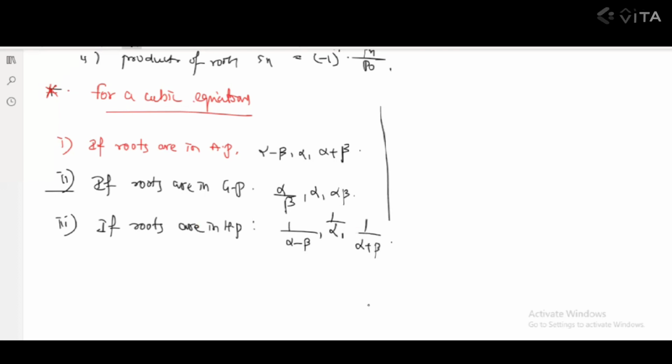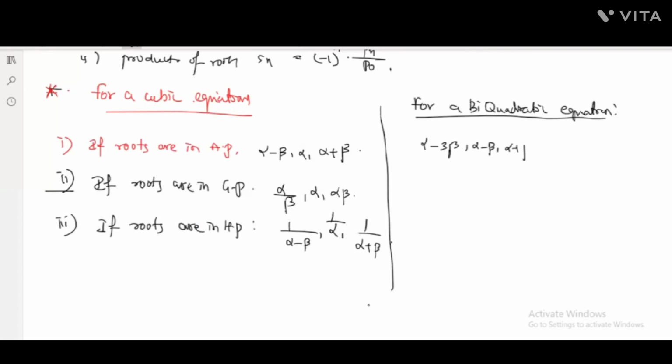So for a biquadratic equation, how can we take the roots? For a biquadratic equation, we should take the roots as alpha minus 3 beta, alpha minus beta, alpha plus beta, alpha plus 3 beta. Means here we are taking the common difference as 2 beta. Okay, so in AP, we can take like this.